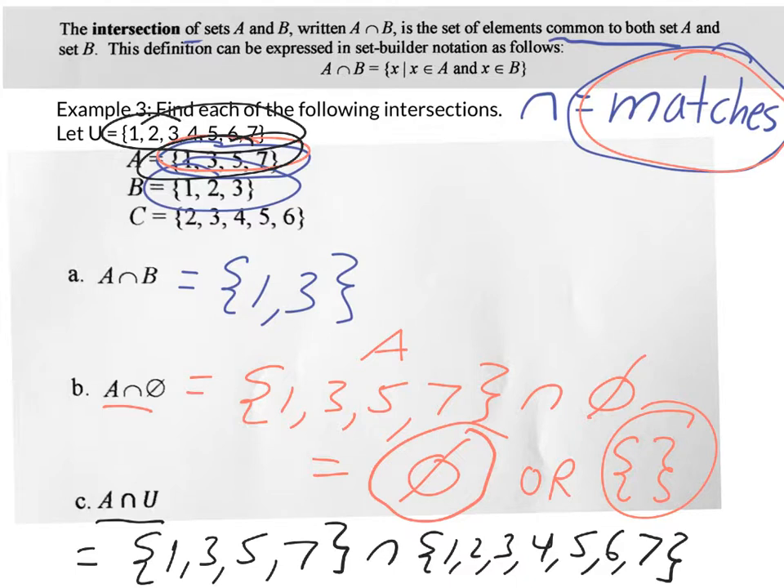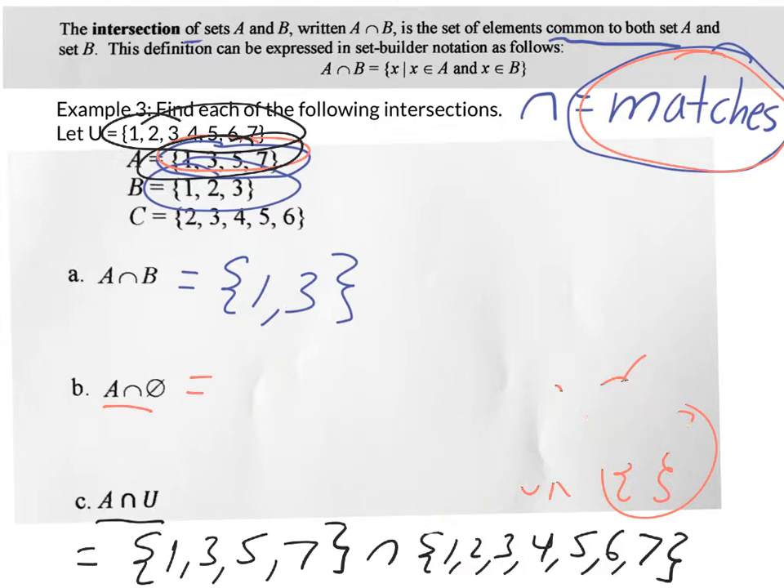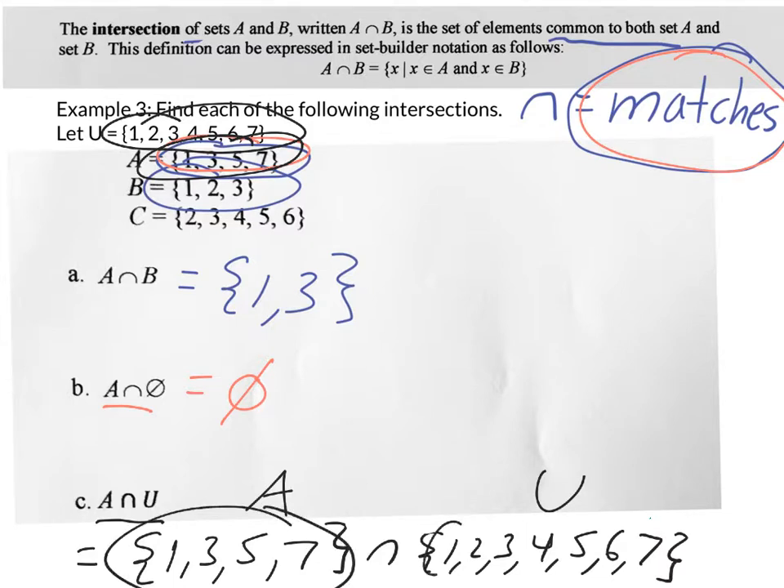And it looks like I'm running out of room, so I'm going to move my answer to part B up to create some more room here. So we said B was the empty set again. There we go. And now, as I look at A and the universal set, where do they match? Well, they match at 1, 3, 5, and 7. So that's going to be the final answer.